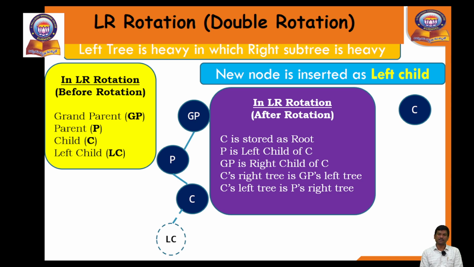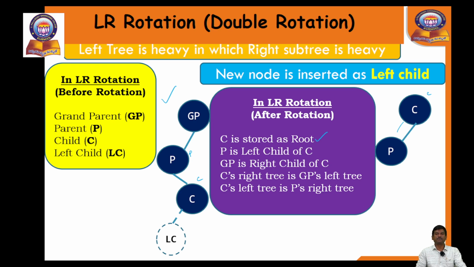What do these statements indicate? Here, as I mentioned, there is the grandparent, and similarly parent, child, and the left child is present. That is before the rotation. And after the rotation, how did I explain? C is stored as the root. So here C is being stored as the root. And P is the left child of C. That is P, this is the parent P, and it is being stored as the left child of C.